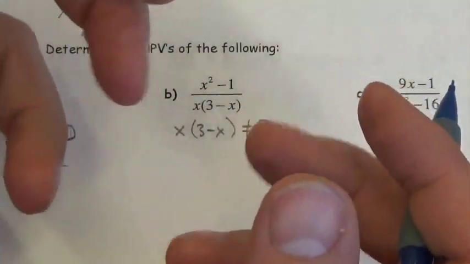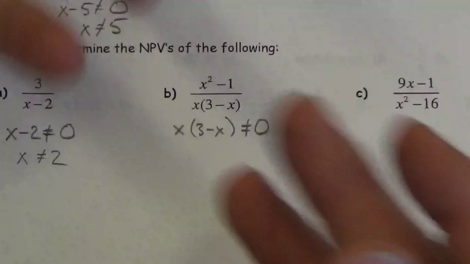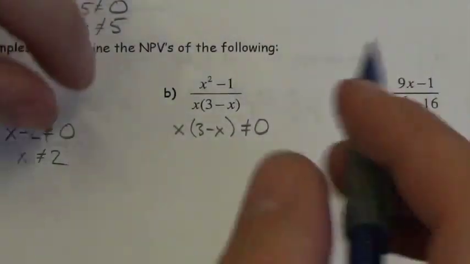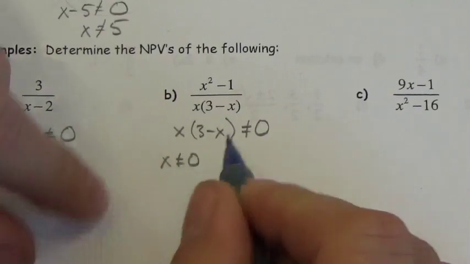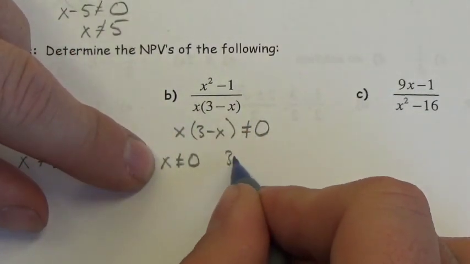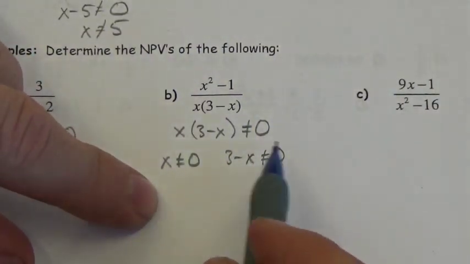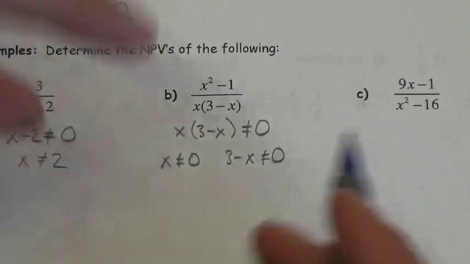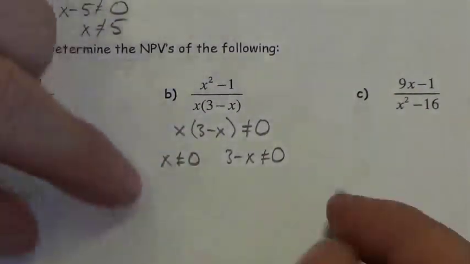Now, when you're multiplying two objects together, if one of them is 0, the whole answer is 0. So either I have to state that x by itself can't equal 0, or I have to state that 3 minus x can't equal 0. They both can't go to 0, but if I allow one of them to go to 0, it makes the whole thing equal to 0.